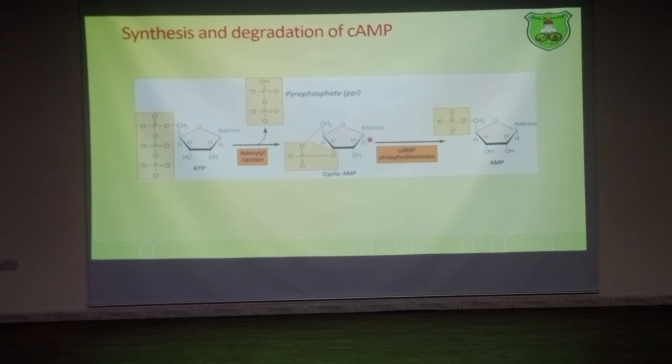In order to terminate the signal, to stop that signal, the cyclic AMP must be removed. How does it get removed? By another enzyme known as cyclic AMP phosphodiesterase. It converts cyclic AMP to AMP. Now the signal is terminated. Okay?